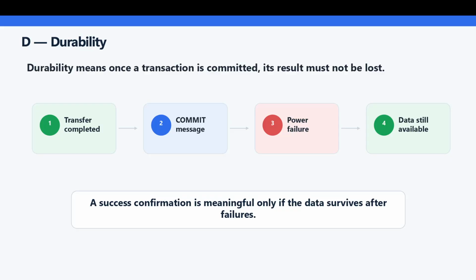That is called durability. The databases achieve durability using mechanisms such as transaction logs, stable storage, checkpoints, and some recovery procedures. For an introductory understanding, we do not have to go deeply into these mechanisms. We only need to remember the important point. A success message is meaningful only when the committed data survives even after a system failure. So, the simple meaning of durability is once committed, always stored.